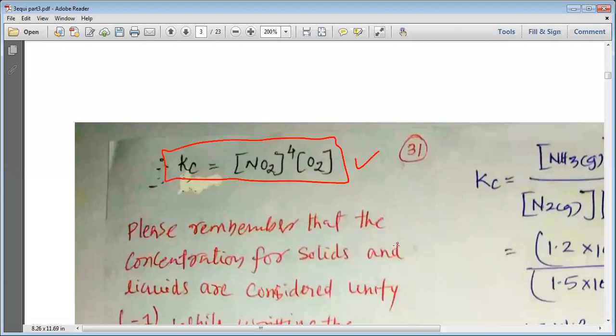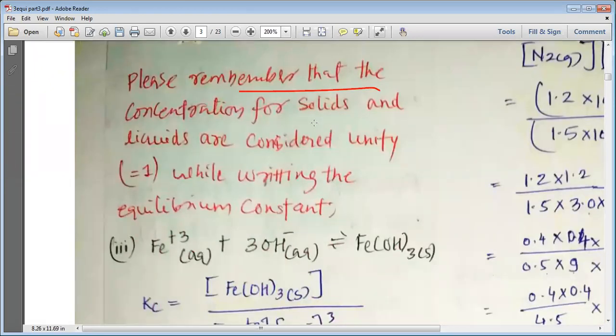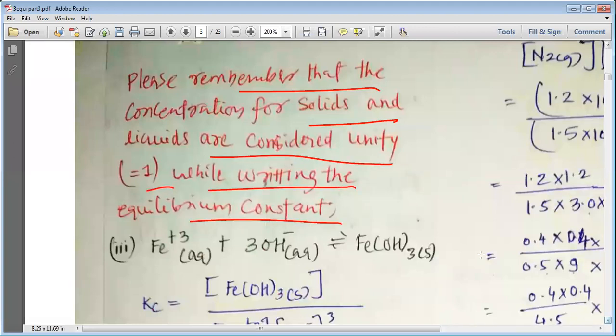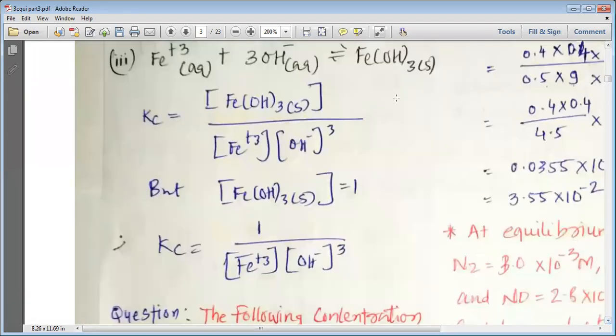So my dear students, please remember that the concentration for solids and liquids are considered unity while writing the equilibrium constants. So let's understand the same with one more example.